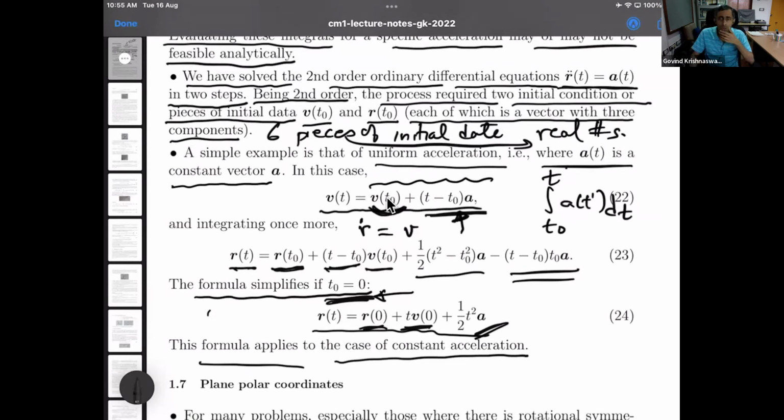Okay, so this is what I wanted to say about the integration of kinematical equations at this stage. Any questions?